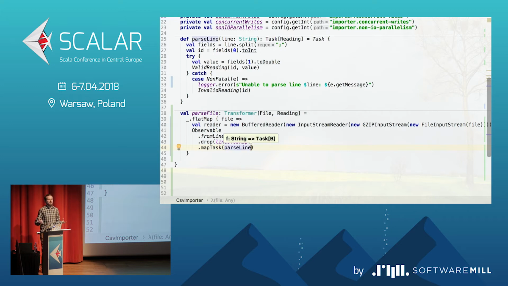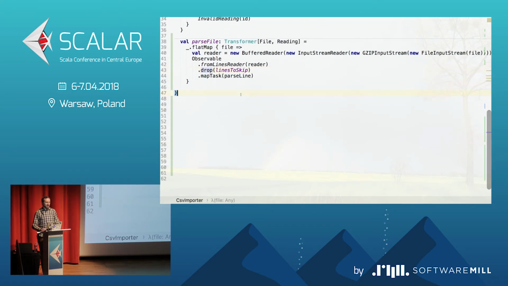Okay, so this is the first transformer that we implemented. Once again, what it does is, having an observable of files, it takes every file, creates another observable for every file, and then flattens all the observables created from the files into a single one that is passed downstream. And we do some intermediate computations here, like dropping the lines or doing the asynchronous parsing of each line into our domain model. So the next step is computing the average.